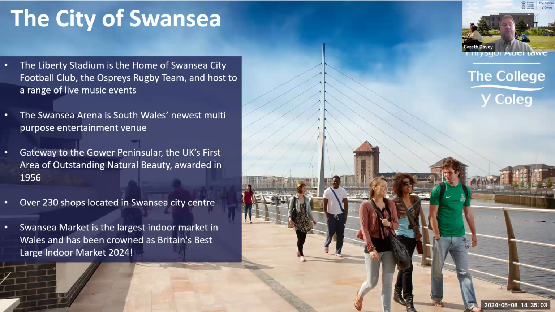We're also the gateway to the Gower Peninsula, which is the UK's first area of outstanding natural beauty. If you're not sure what that means, effectively, it's a giant national park with around 18 beaches. Many of them are award-winning and get ranked within the most beautiful beaches in Europe on a regular basis. So what students can expect is a nice mixture of that city life and being able to get out into the countryside as well.